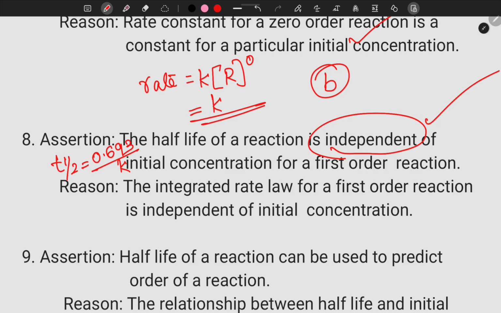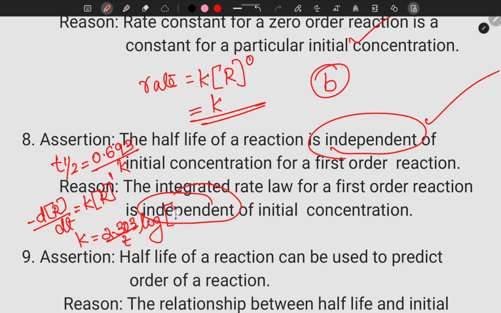The reason says the integrated rate law for a first order reaction is independent of initial concentration. Let us write the integrated rate law equation. We can derive minus dR by dt is equal to K into concentration of R raised to 1, and finally you will get K is equal to 2.303 by t log R0 by R. From this we can conclude it depends upon the initial concentration R0. So the integrated rate law for a first order reaction depends on it, and this is a wrong statement. Assertion correct and reason wrong. So our option is C.